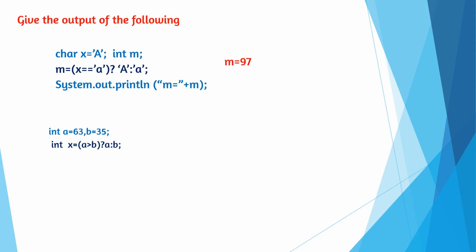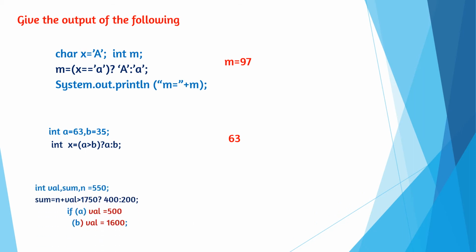Now the second question: int a is 63 and b is 35. And here we are checking int x is equal to a greater than b. So see the condition, a is 63 and b is 35. A is greater than b, the condition is true, 63 is greater than 35. So a will go to x, otherwise b will go to x. A and b are variables storing some value. That means the value stored in a will go to x. The value stored in a is 63, so the answer will be 63. The condition is right, which means the first option.